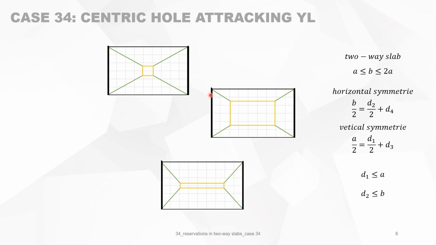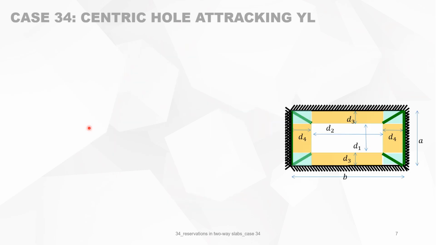Now we can have some reservations fulfilling all those conditions. You will have, of course, the centric reservation, rectangular or square or horizontal or vertical.